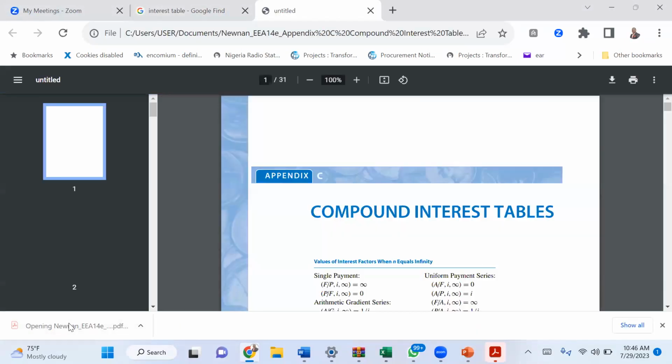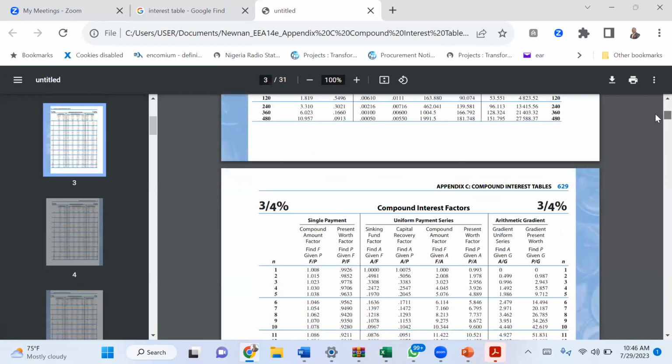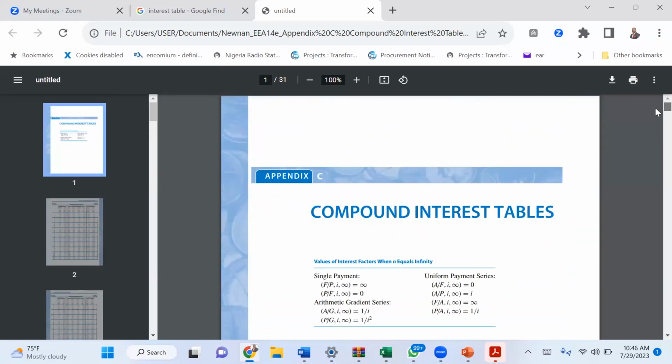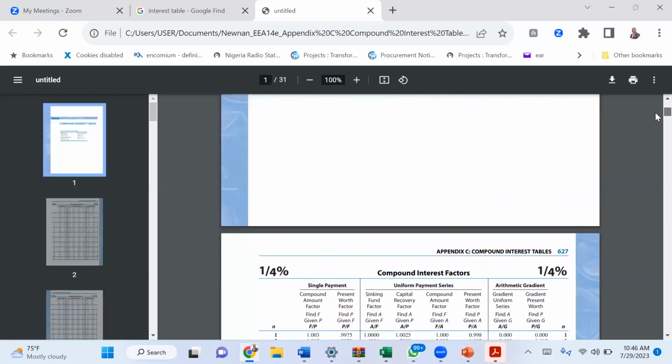So let me see how this one looks. It's the same one I have. So this is your interest table, and you can download it. What you see here is the same sheet. It's just one single sheet. There are 31 sheets, but it's the same sheet.